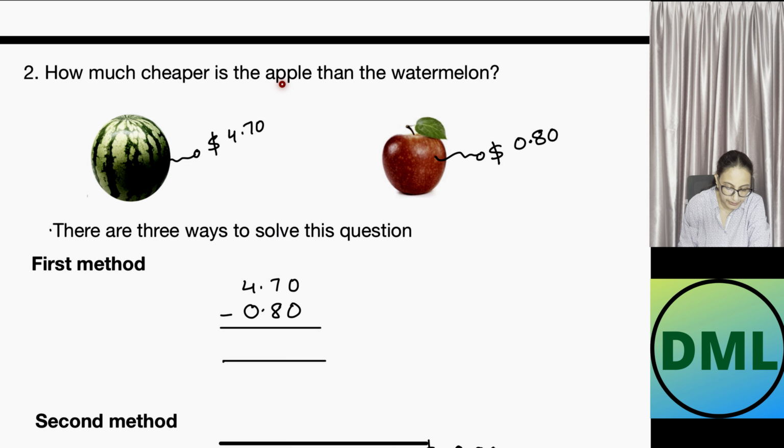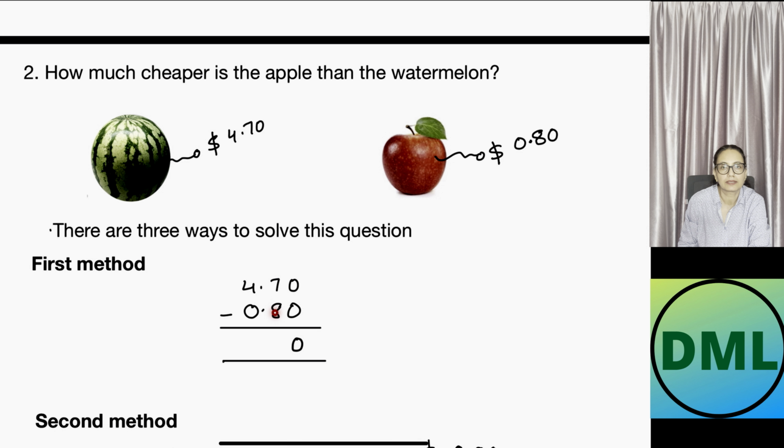How much cheaper is the apple than the watermelon? The watermelon costs $4.70 and the apple costs $0.80. We will solve this question using 3 different methods. So the first method is you are normally subtracting 0.80 from 4.70. Let's subtract it here. 0 minus 0 is 0. Let's write down 0 here.